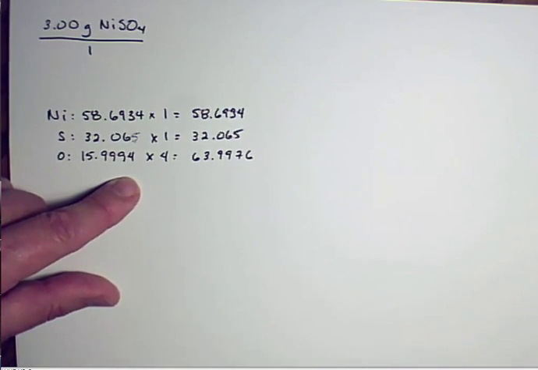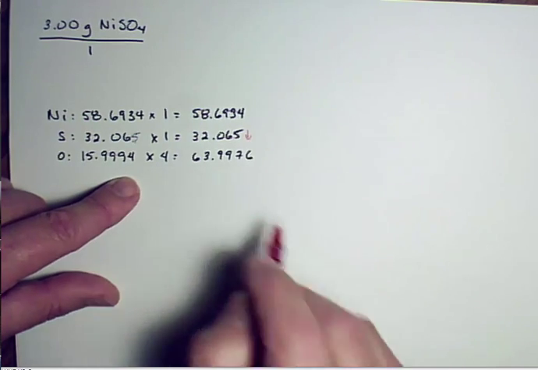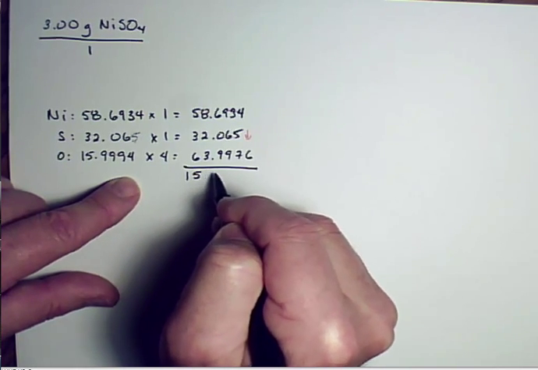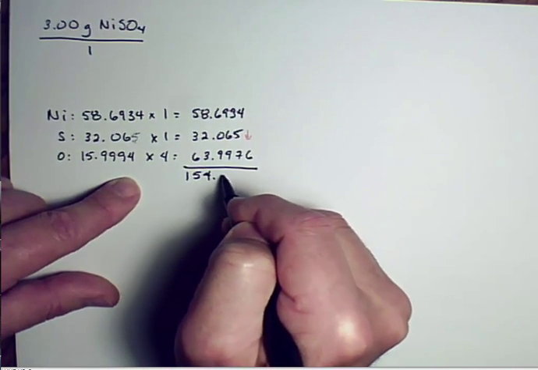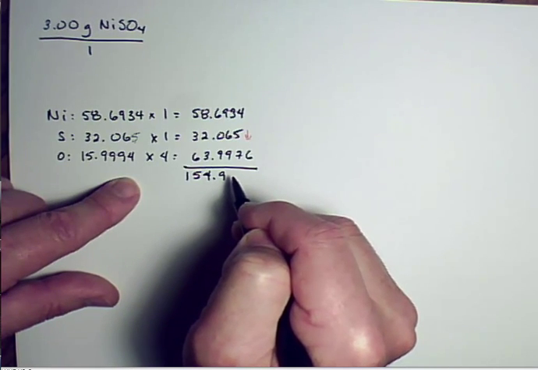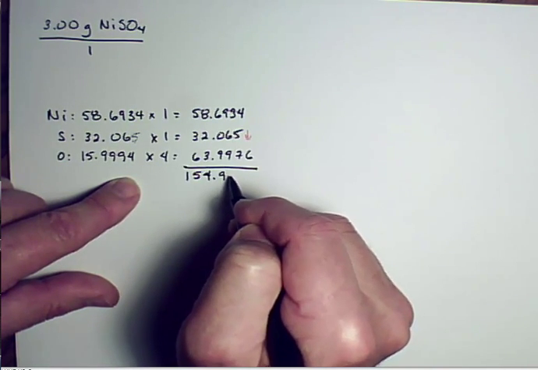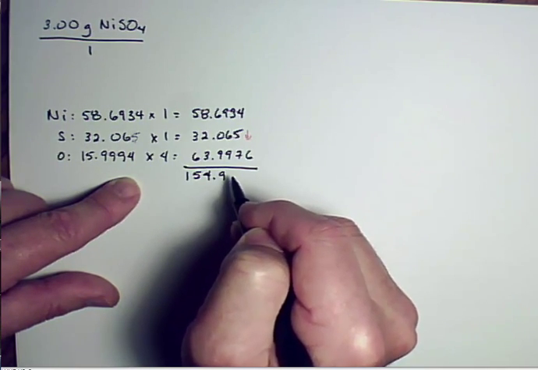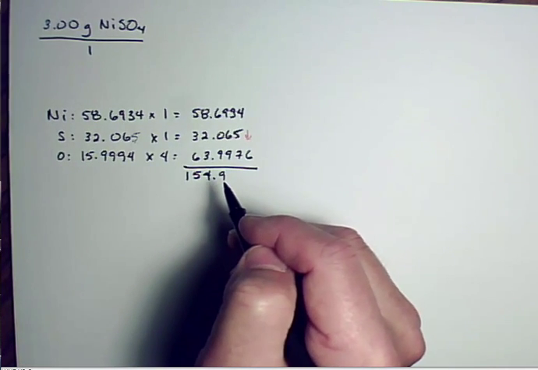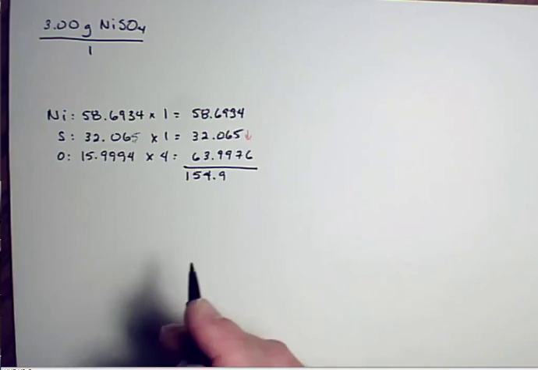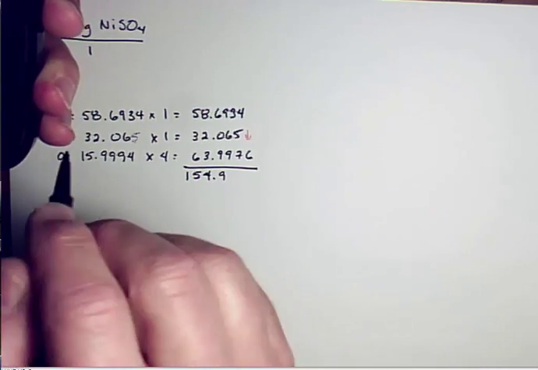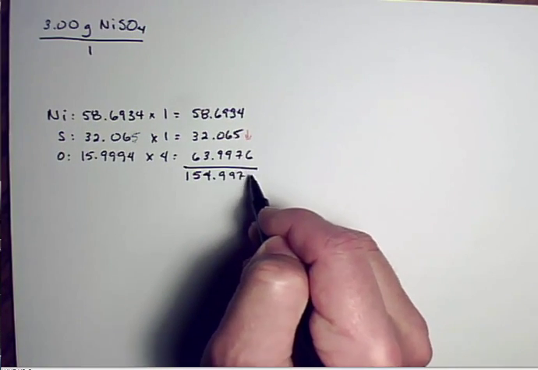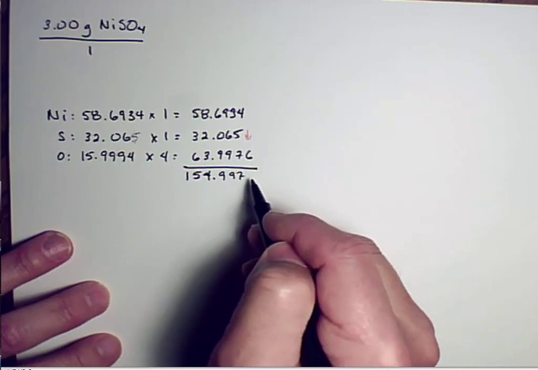63.9976. Now, if you've lined up all your digits carefully, you'll notice there's an empty slot right there. That's important. Now, when you add these together, and you got to be smarter than your calculator, folks, because when you put in your calculator, you get 154.997. Right? Did you try that? 154.997. But look, what actually belongs in this column right here? Nothing. 0.